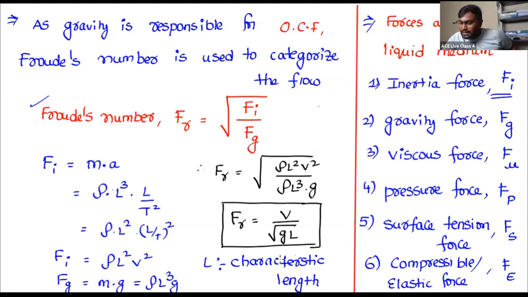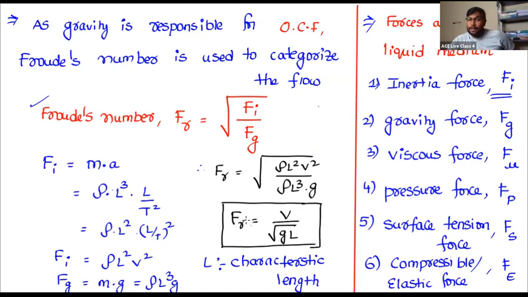What is this L? The L is nothing but the characteristic length, which is the average depth of the flow section. And that average depth is nothing but the hydraulic depth. The definition of hydraulic depth is the average depth of the flow section, right? So for a rectangle, the average depth of the flow section is different. For a triangle, the average depth of the flow section is going to be different.